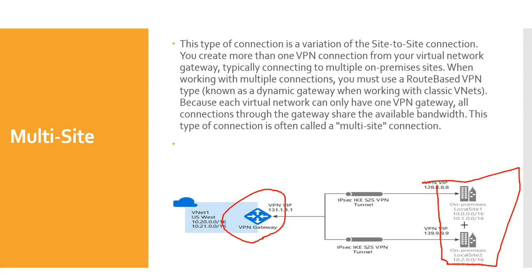When working with multiple connections, you must use a route-based VPN type known as dynamic gateway when working with classic VNets, because each virtual network can only have one VPN gateway. All connections through the gateway share the available bandwidth. This type of connection is often known as multi-site connection.